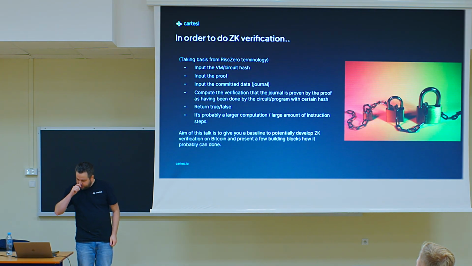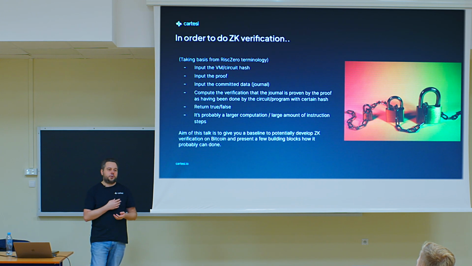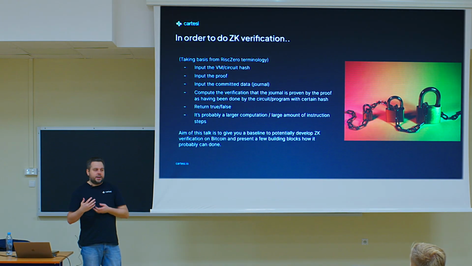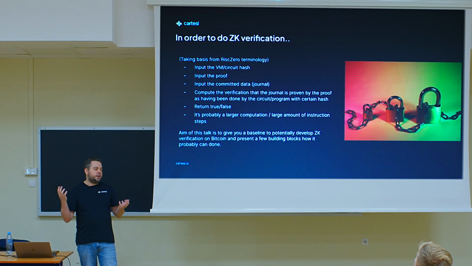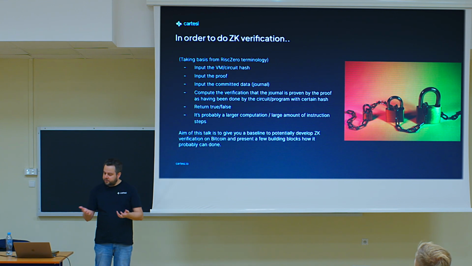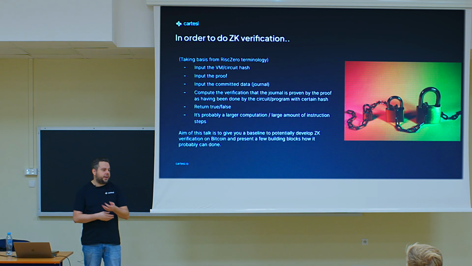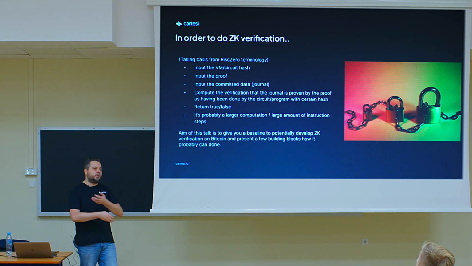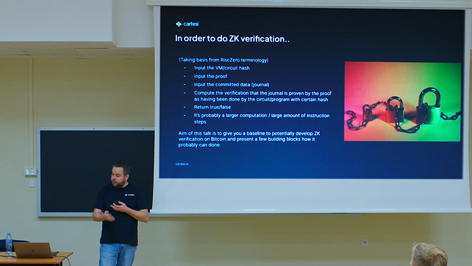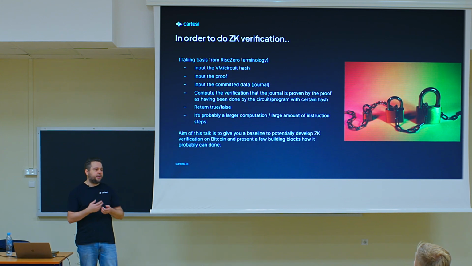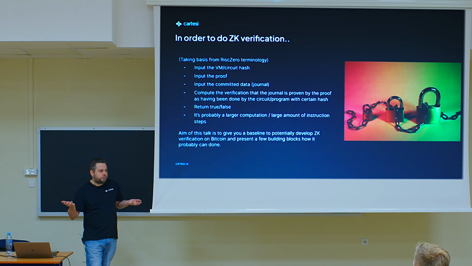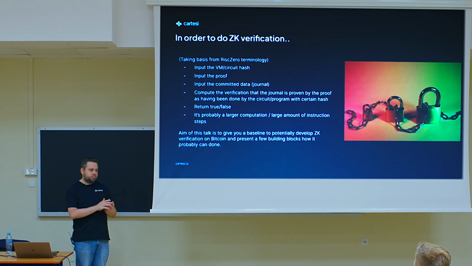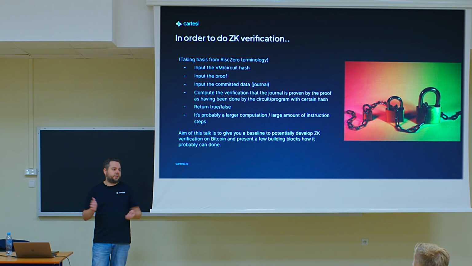But let's start with, what do we actually need in order to do zero knowledge verification nowadays, right? So I'm using Risc Zero terminology here, as in you typically have, for example, a particular circuit or machine or program, or hash of that. You have a proof, you have the committed data, which they call the journal, and then basically what happens is you compute the verification that this journal is proven by the proof as having been done by the circuit with this particular hash, or the program with this particular hash, and basically it returns true or false, right? And it's probably a larger computation, not as big as, let's say, proving a zk proof, but it has a large amount of instruction steps.